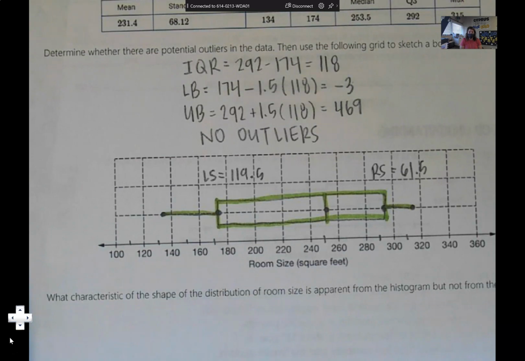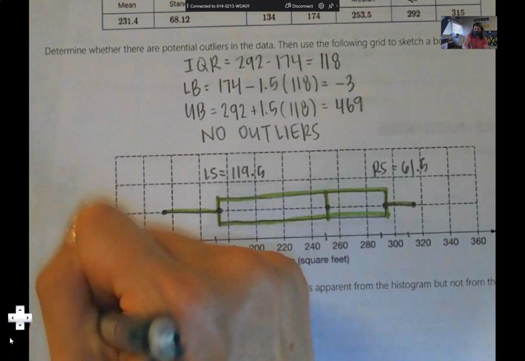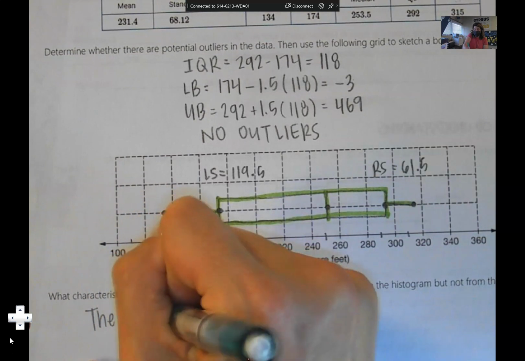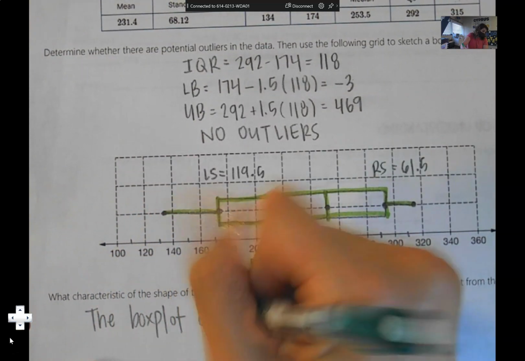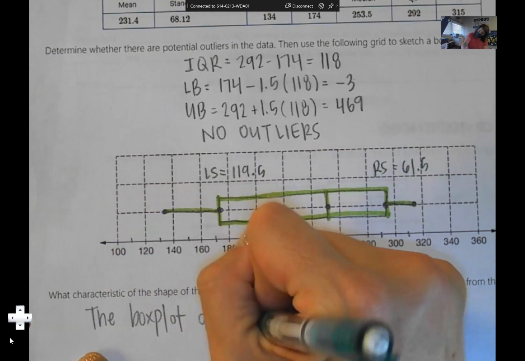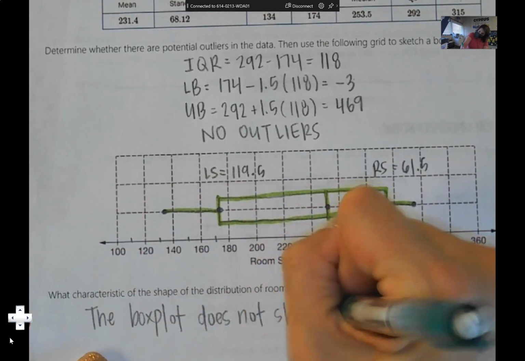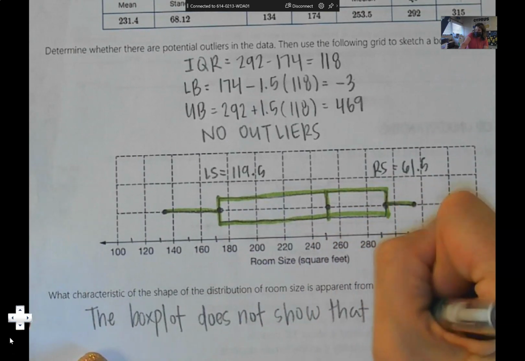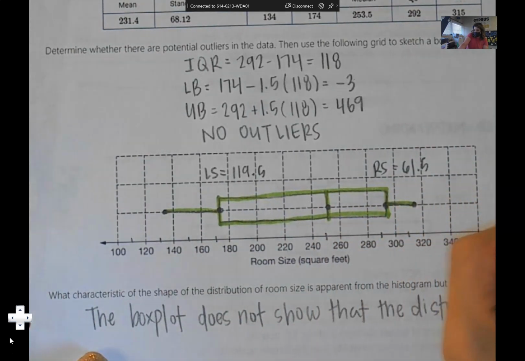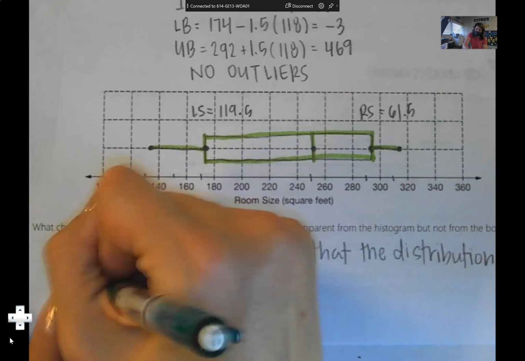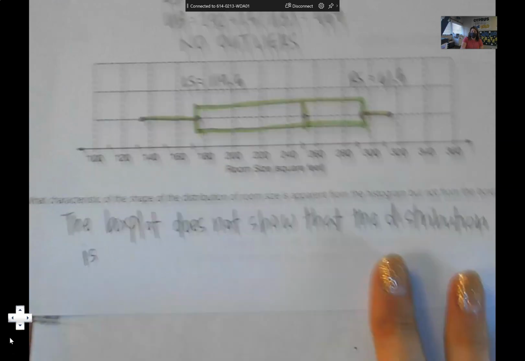Okay, there's one last question on this side, and it is, what characteristic of the shape of the distribution of room size is apparent from the histogram, but not from the box plot? The box plot does not show that the distribution is, what do you think? Bimodal.